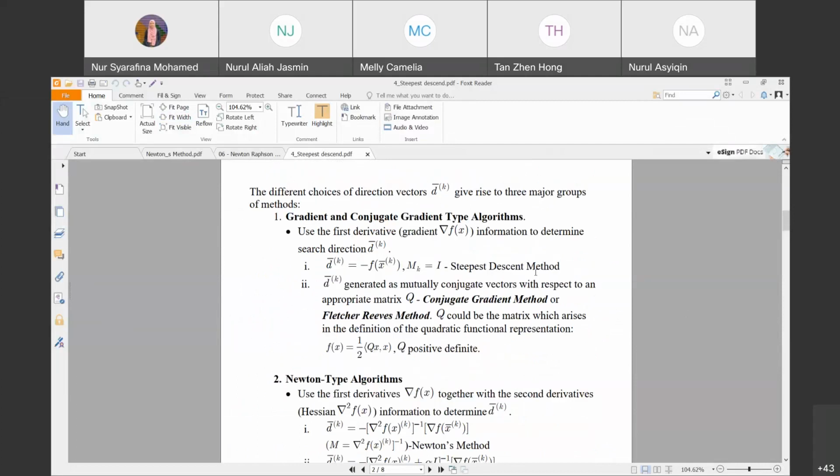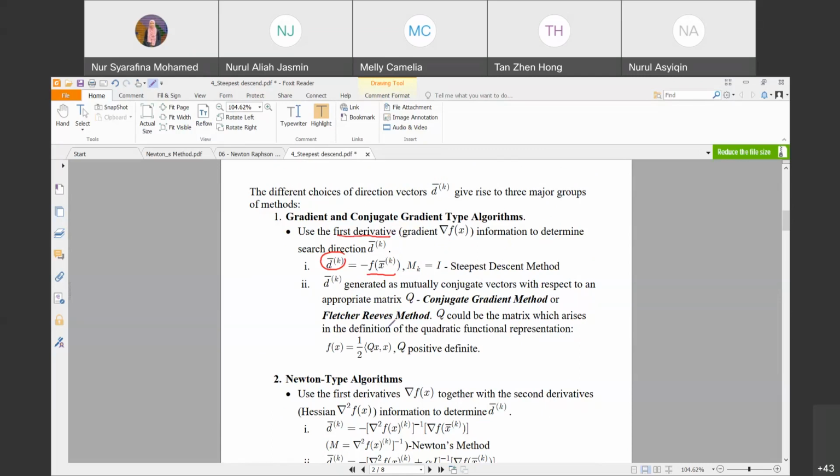In steepest descent, from what we have learned previously, what do we use? We use the value of the derivative, right? For our acceleration, for our direction, we use the first derivative. There are other methods that use derivatives, such as steepest descent, conjugate gradient, or Fletcher.